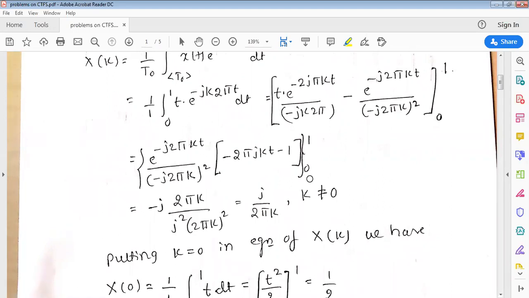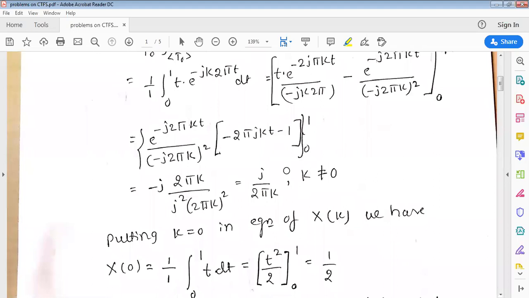Now what I will do, I'll substitute the limits 1 and 0. So substitute t equal to 1, what happens? E power minus j 2 pi k, divided by minus j 2 pi k whole square. So minus whole square is 1, j square is written, 2 pi k whole square is written. Now let us look into this one. When you give t equal to 1, it will become minus j 2 pi k, minus j 2 pi k and minus 1. When you give t equal to 0, minus of minus is plus 1. So minus 1 plus 1 cancels.